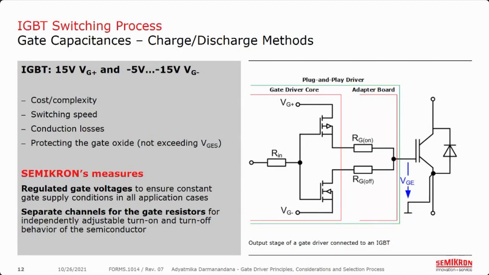But it is also not uncommon that you need to optimize the turn-on and turn-off behavior of the IGBT separately. To support this, in our drivers at Semikron, we offer separate channels with regulated supply voltages, the VG plus and VG minus, where the gate can be connected. With this, you can adjust them independently. In the schematic shown here, basically the upper MOSFET, as the output stage of a driver that is connected to a positive gate supply, will be turned on, so a current will flow through the RG on in this case, and the gate capacitance will be charged, and vice versa for the turn off process.